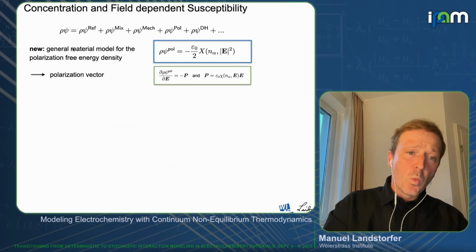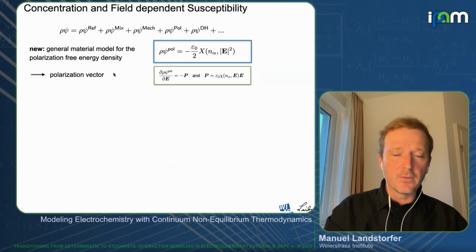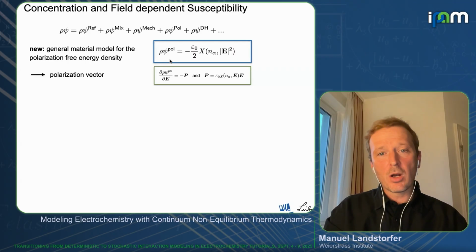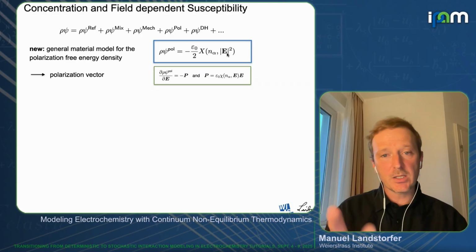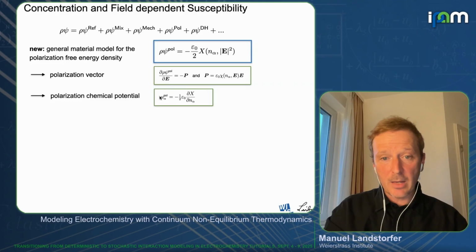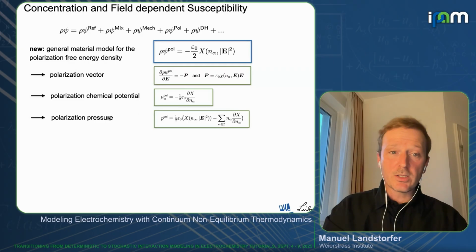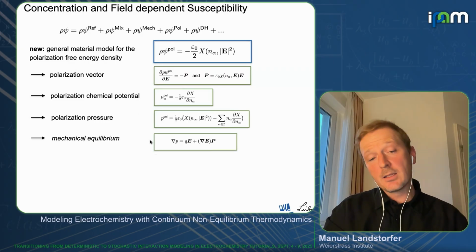And now the main material model I want to show you in the following is a polarization model, a function of concentration and electric field squared. For this polarization free energy, you directly get that the polarization vector is just chi times the electric field. And you have a contribution to the chemical potential, which is just the partial derivative of this with respect to mole fraction, because that's simply the definition of chemical potential. You will also have something called polarization pressure in mechanical equilibrium.